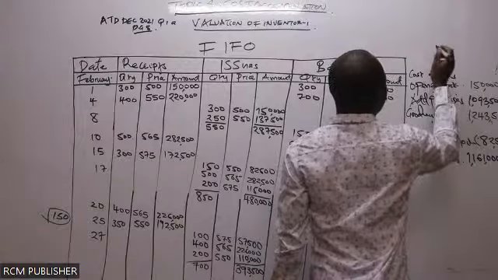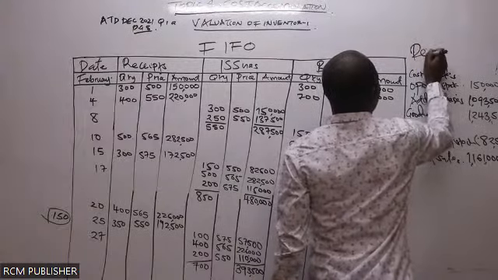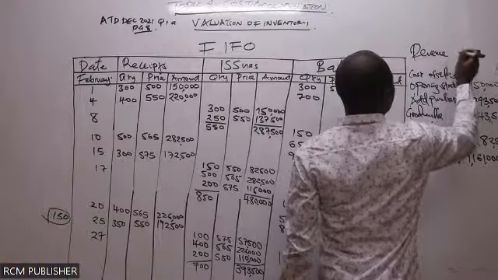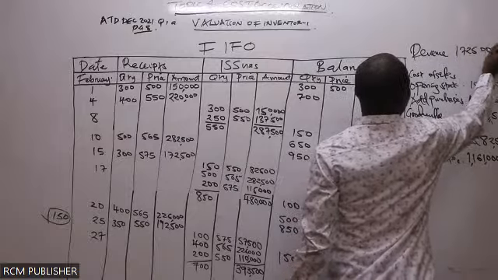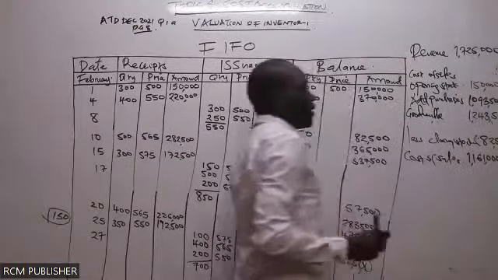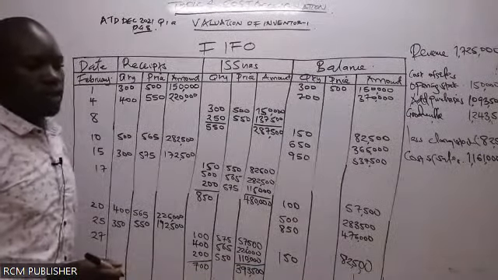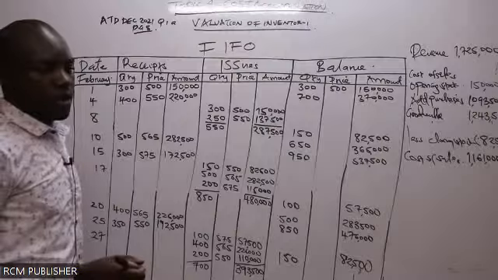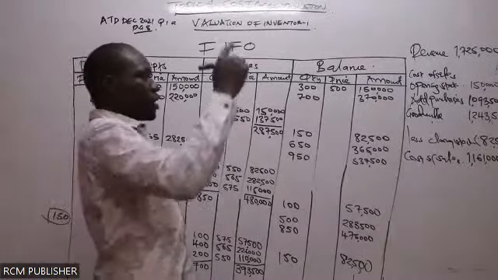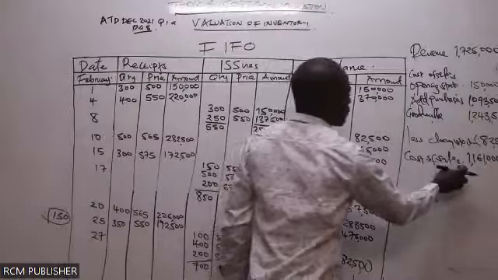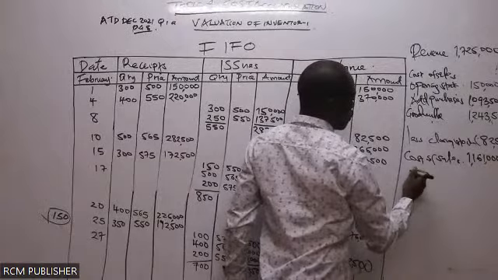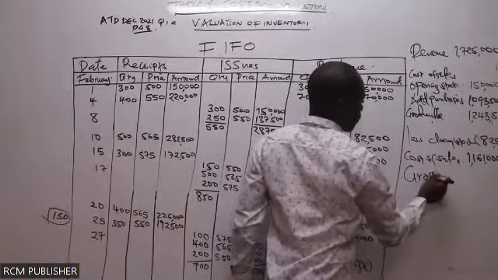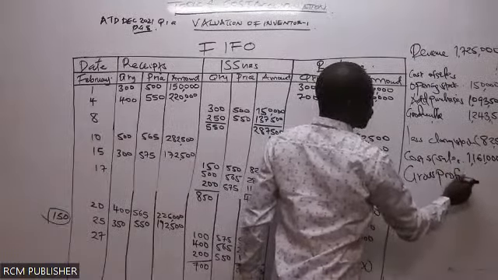Cost of sales. We add revenue. Was our revenue 1,725,000? Yes. So revenue minus cost of sales will give us what we call gross profit.